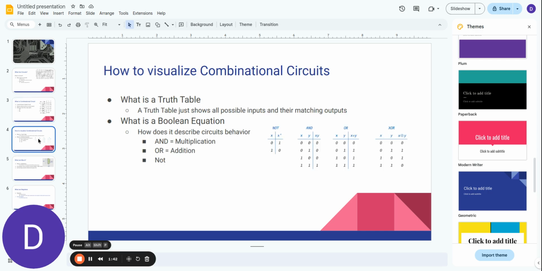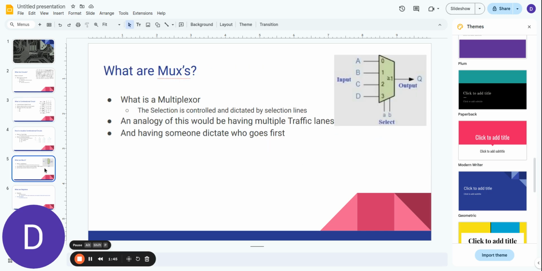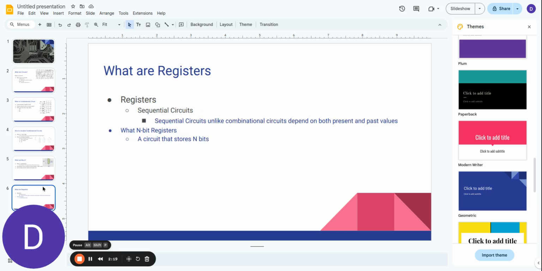Another key part of circuits is multiplexers. So what are multiplexers? A mux is a circuit that selects one of multiple inputs and passes it to a single output. The mux uses a control signal to determine which input gets passed through. An analogy for how multiplexers operate is to think of traffic lanes, where a person dictates which of those traffic lanes goes first.